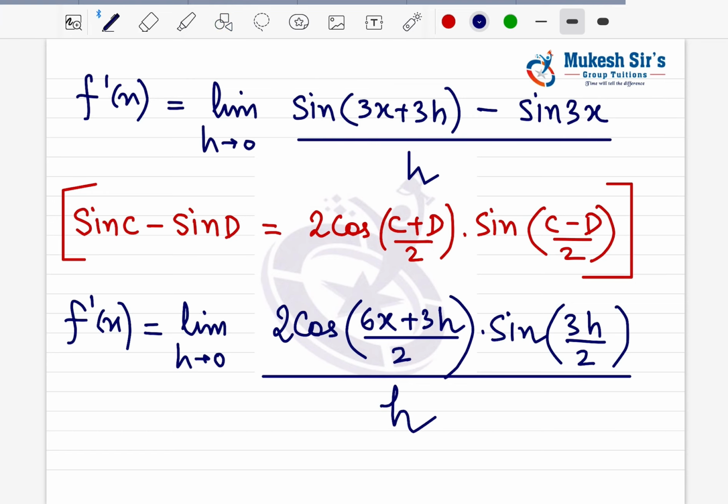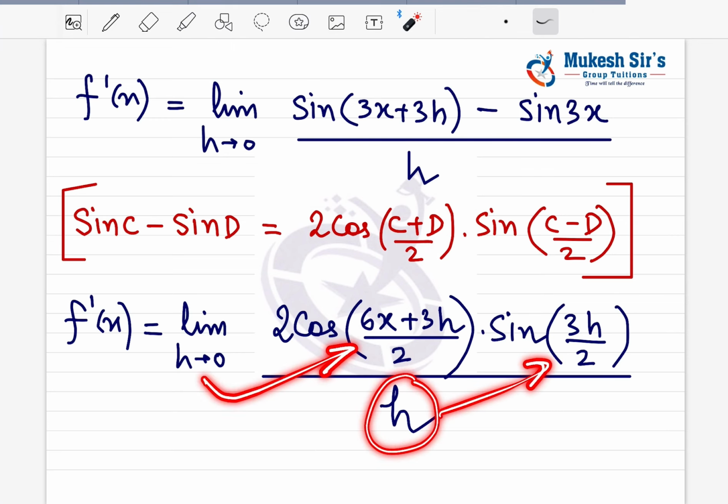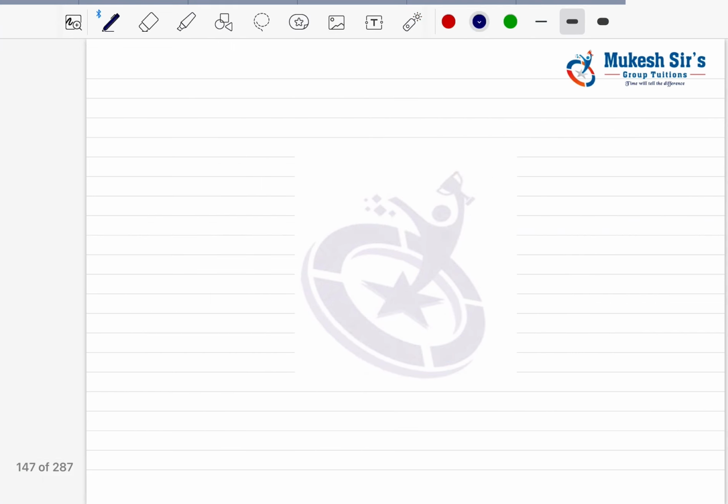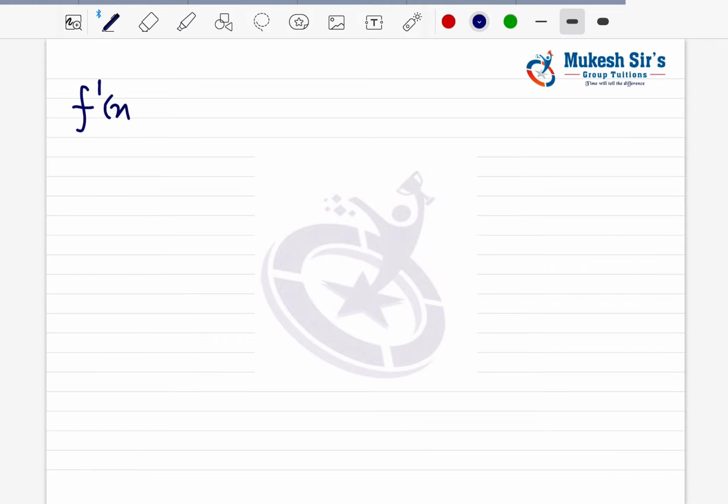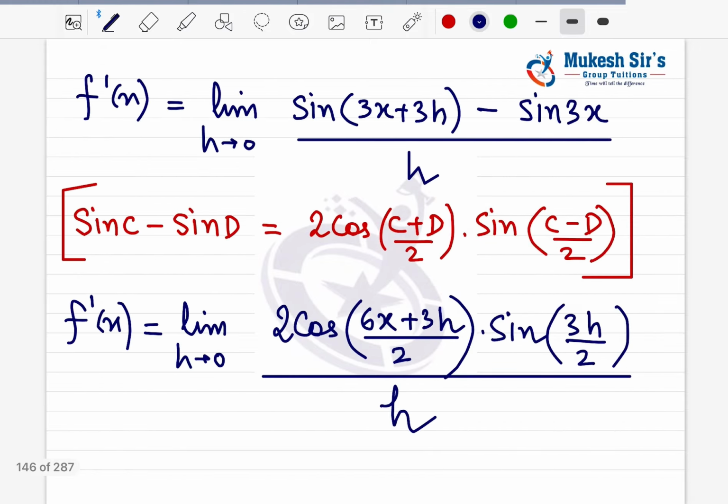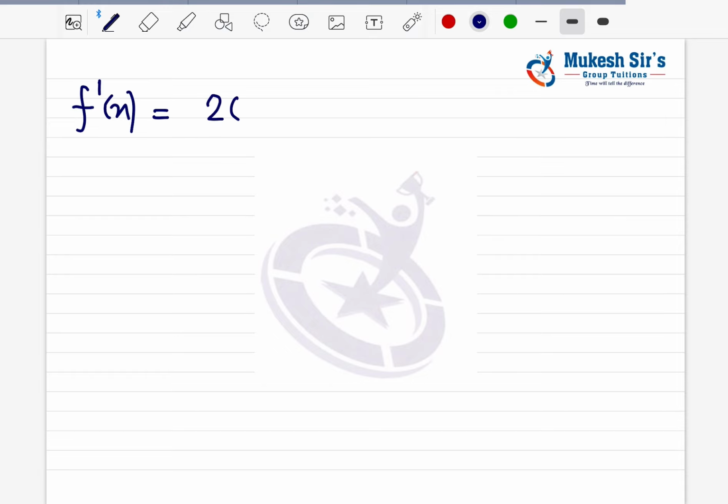Now again you have to think of limits only. इसमें ना limits apply कर दो. Write this angle with this angle and make the angle same. जो हम लोगों ने limits में किया था. So you'll get f dash x is equal to, this becomes what? 2 cos (6x plus 3h) upon 2. h का वैल्यू 0 है तो 3h becomes 0. इसमें लिमिट अप्लाई कर दिया. ठीक है, फर्स्ट टर्म में.